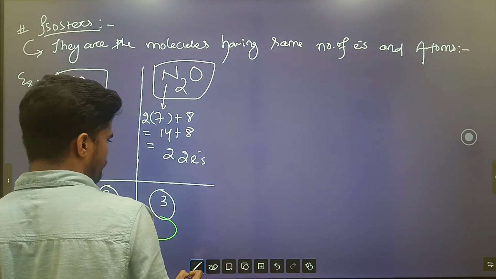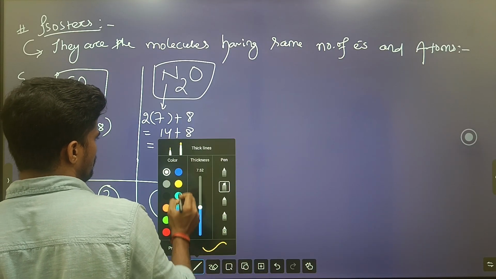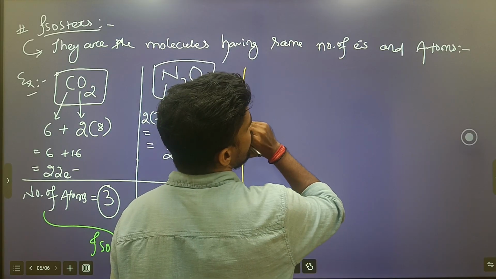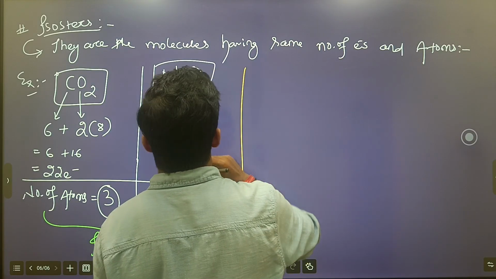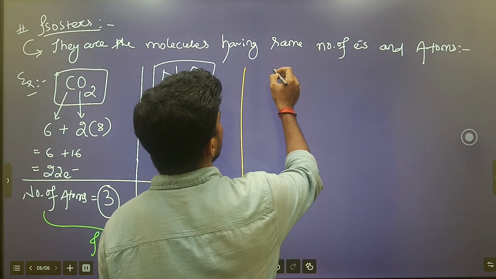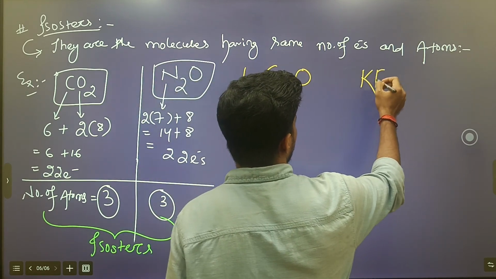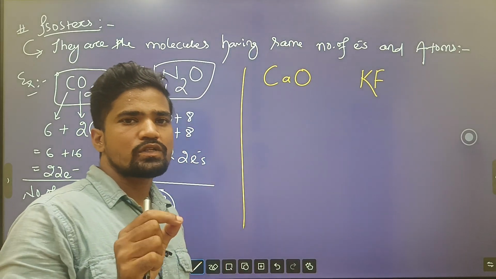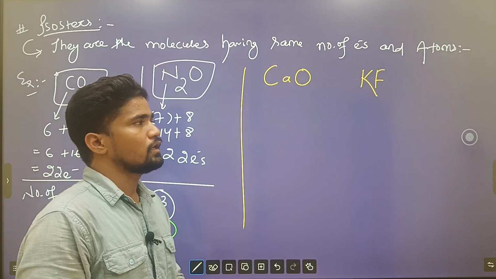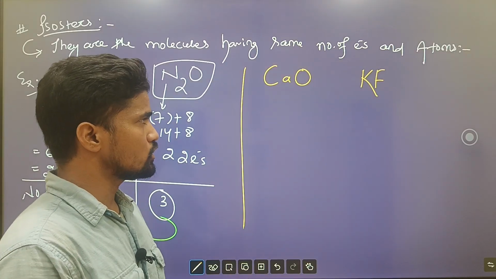Okay, so one more example. Suppose the example is calcium oxide and KF. Okay, now you can pause this video and calculate the electrons and atoms. If they are same, then they are isostars, otherwise not.